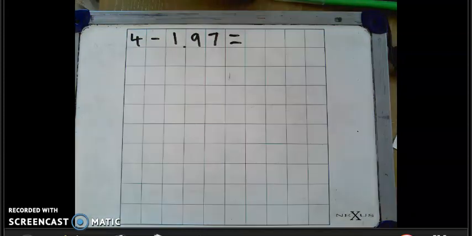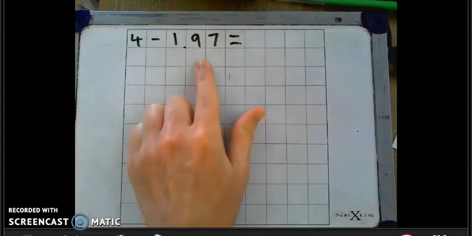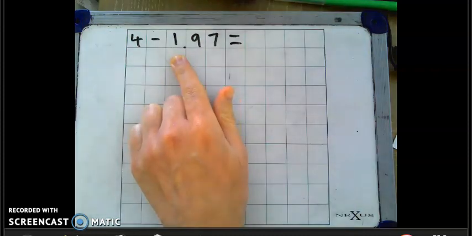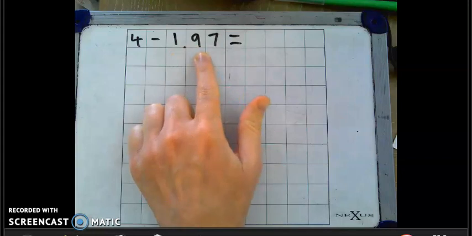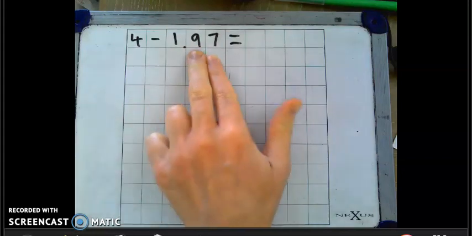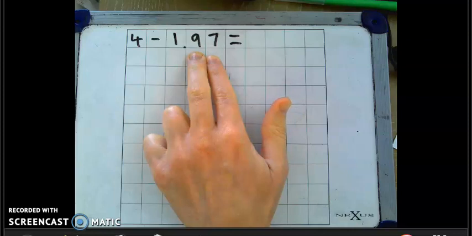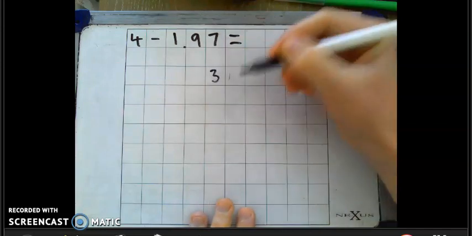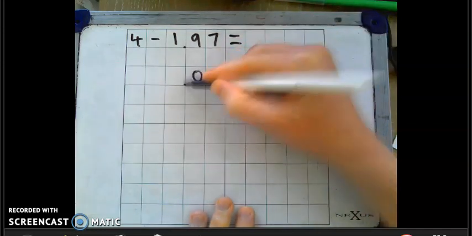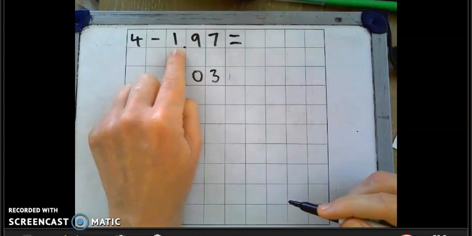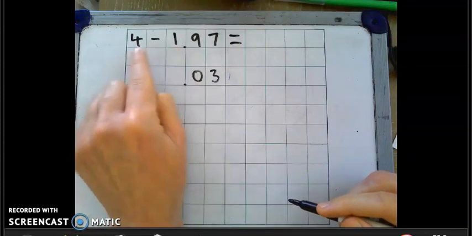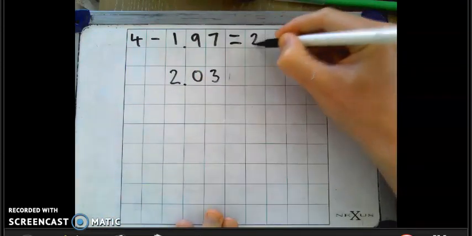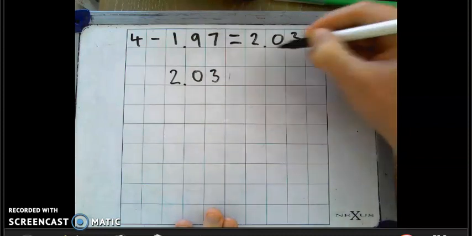Now let's try method 2. Method 2 is counting on from the decimal number to the next whole number. Well, the next whole number after 1.97 is 2. Here we have 97 hundredths. How many hundredths do we need to add to get to 100? We need 3 more hundredths. Now we're at 2. How many more do we need to add from 2 to get to 4? 2. 2 3/100.